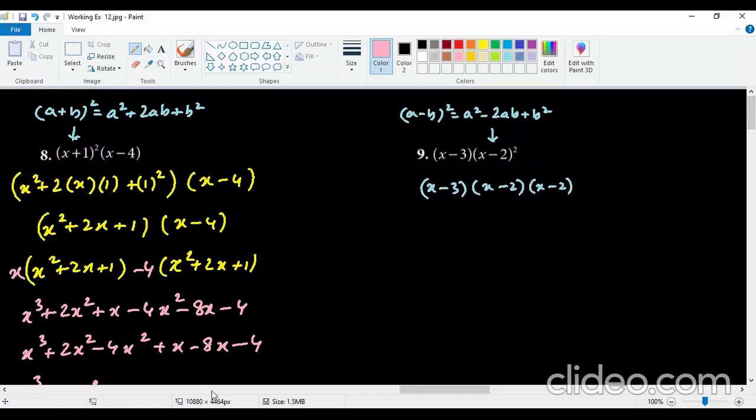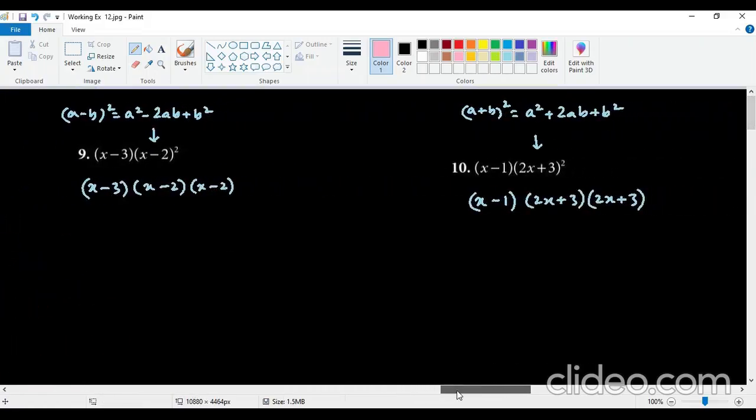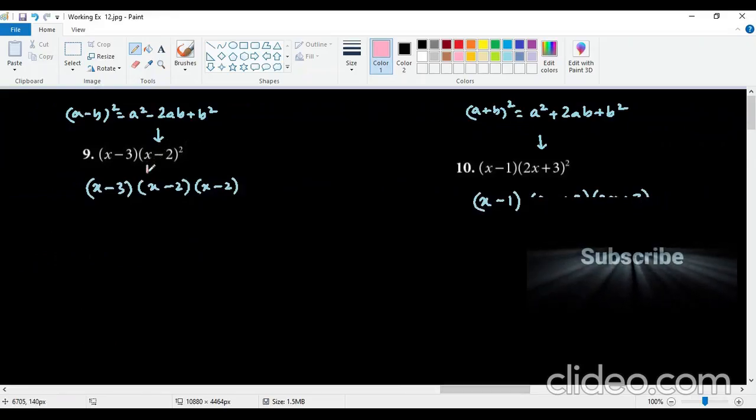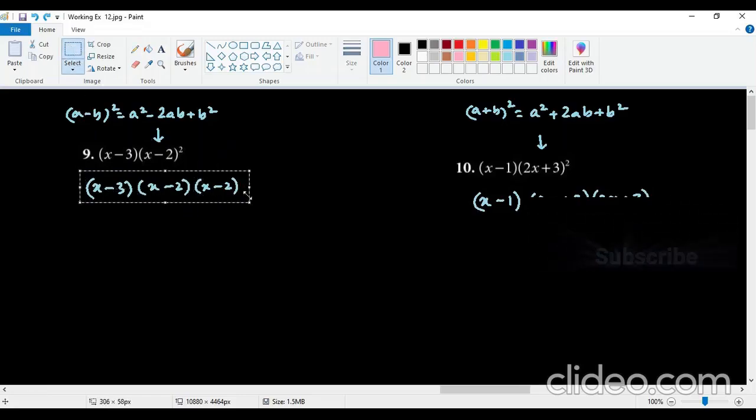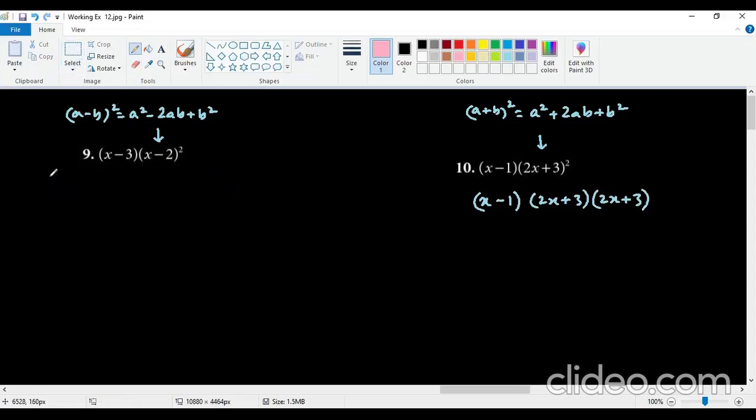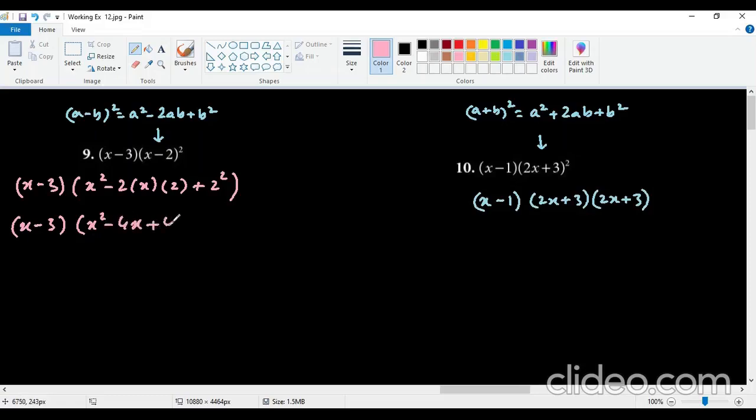Moving on to question number 9. As you can see, if I consider this one as a and this one as b, the final answer for this one is going to be a square minus 2ab plus b square. So I need to multiply x minus 3 with a square minus 2ab plus b square. So simplification is going to give me x square minus 4x and plus 4.